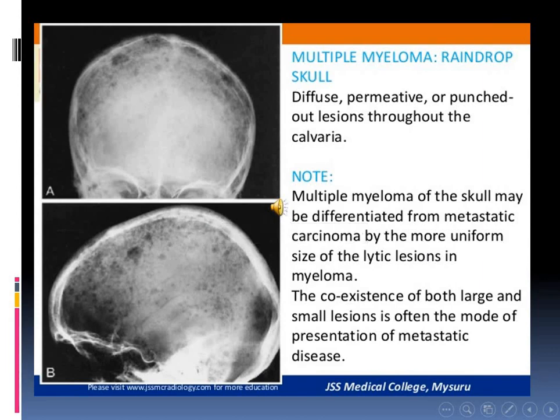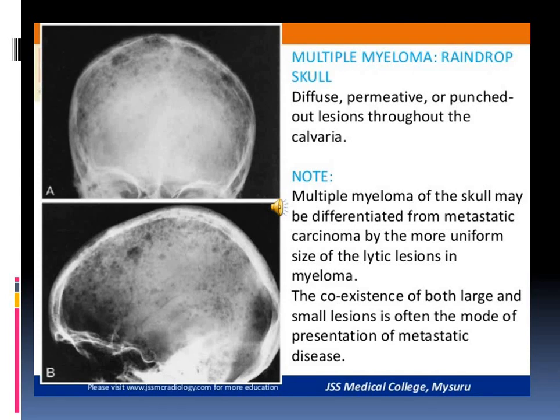A more specific sign for the shape of the lesions in the skull of a patient with multiple myeloma is called the raindrop sign. In this X-ray, taken in AP and lateral views, we can see multiple small well-defined osteolytic lesions involving the skull vault. These lesions are usually near each other in size, nearly uniform, and rather small. This represents the features of multiple myeloma.